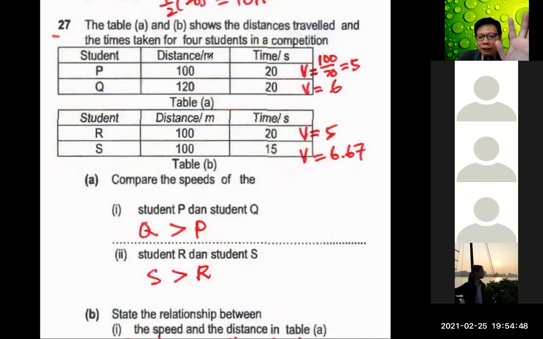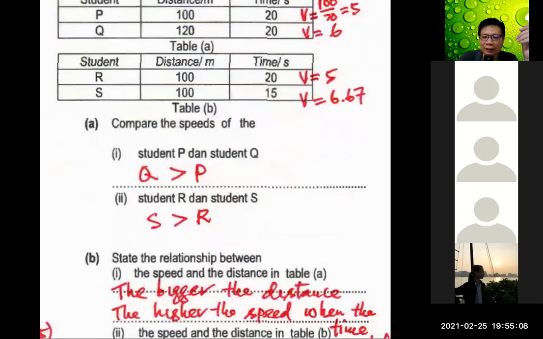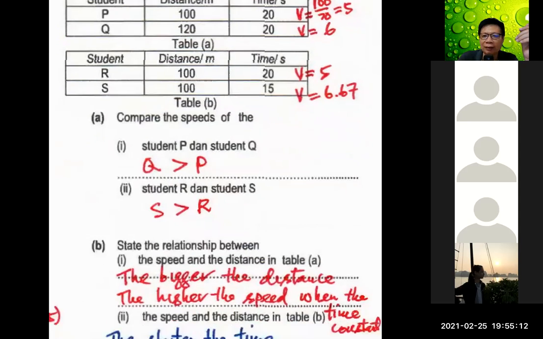When you compare the speed of two persons, you have to fix the time. The time taken for them to run must be fixed. In the same time, you can see who runs further. The person who runs further has a higher speed. So our answer here is like this. Okay, copy the answer now. Can you see? Okay, like this. The answer.